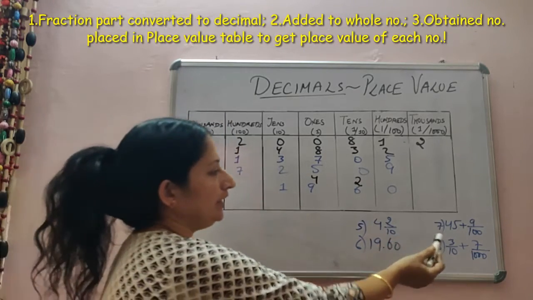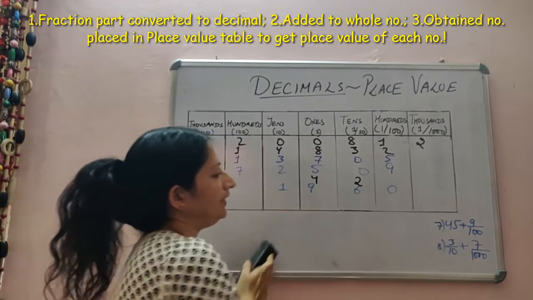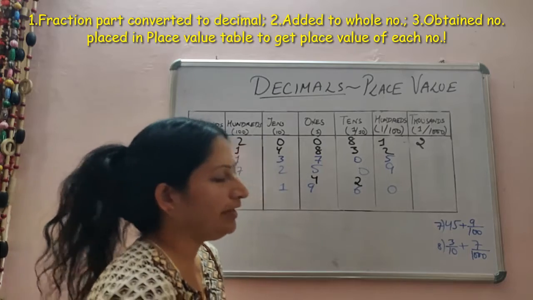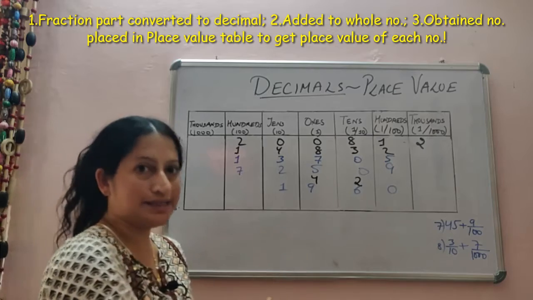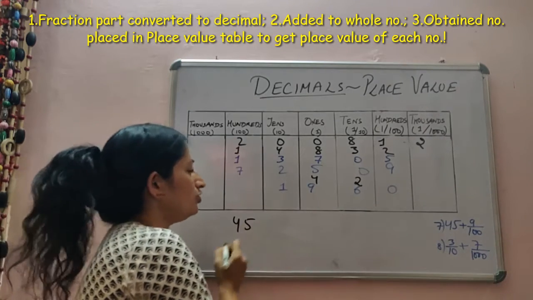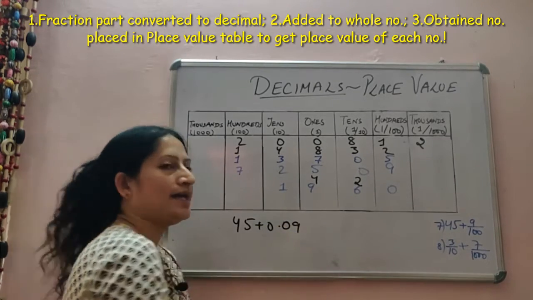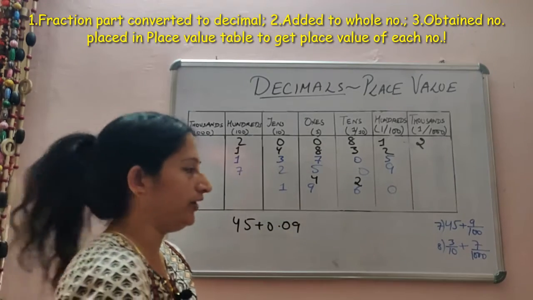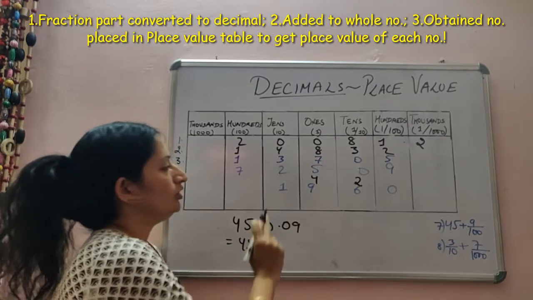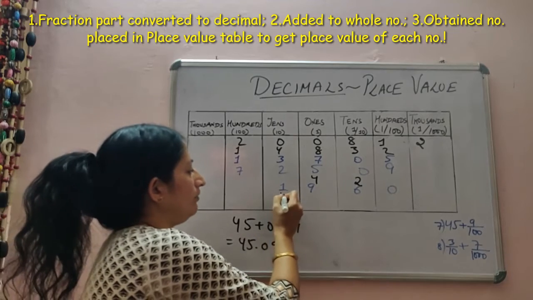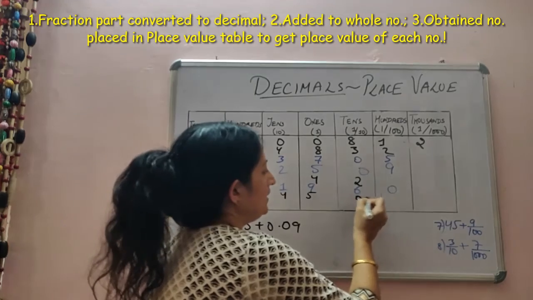Now let's come to the next two numbers which are left here. That is, we have the number 45 plus 9 by 100. Students, hope you are understanding what ma'am is teaching here. So you will write 45 plus 0.09, as 0.09 is 9 by 100 only. So it will be 45.09. Let's write here what it becomes: 45, and then in the decimal part 0 and 9.